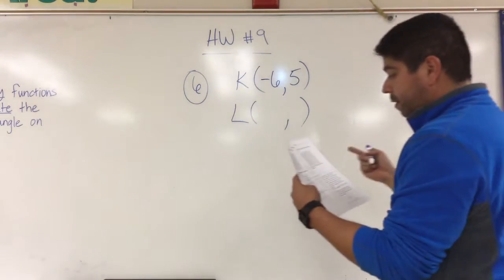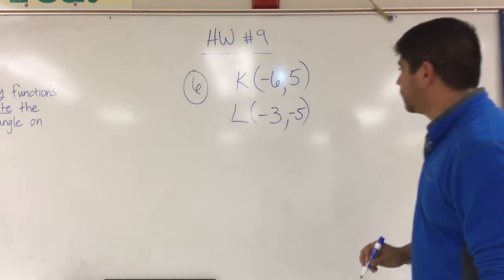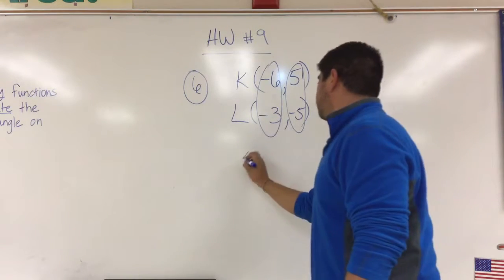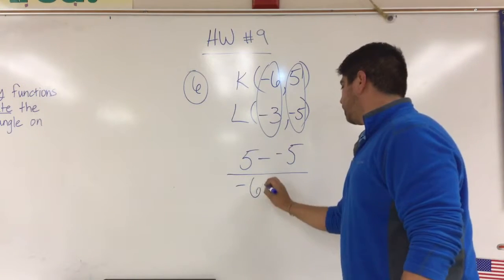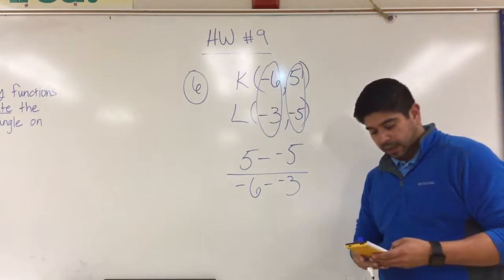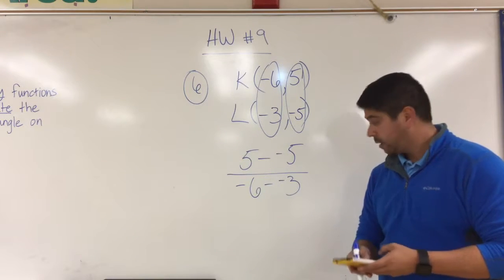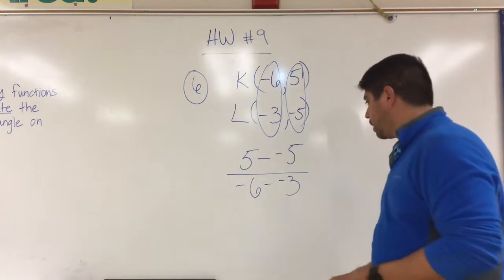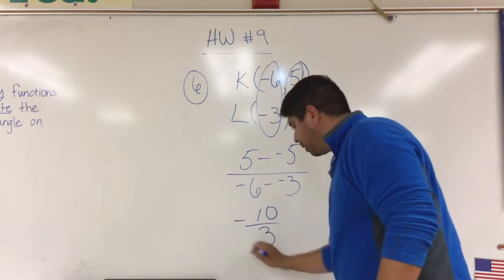L goes to -3 and it goes down 5. So -3, -5 because it's going down. So same thing, I just put my y's first. 5 minus -5 over -6 minus -3. Put in my calculator, control divide. I got 5 minus -5, -6 minus -3. Hit enter. I get -10/3 is my answer.